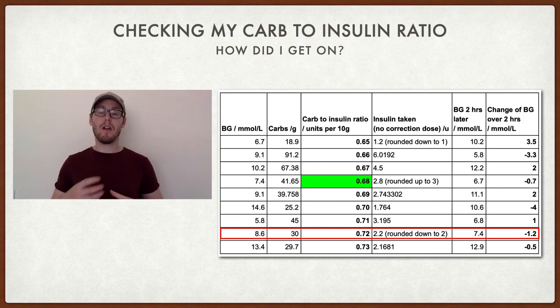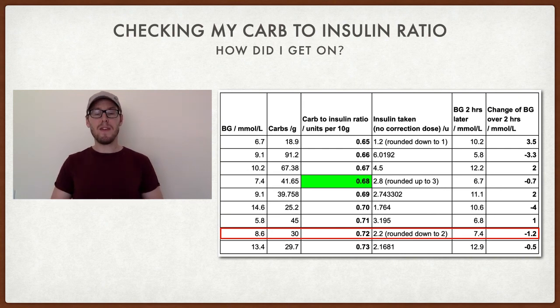This meant that my blood glucose had decreased by 1.2 over that time period. This told me my carb to insulin ratio was a little bit too high, so I then started to decrease it. In actual fact, the one in green is the one that worked out the best because it produced a change of minus 0.7, which is the closest one to a change of 0. And that was a carb to insulin ratio of 0.68.